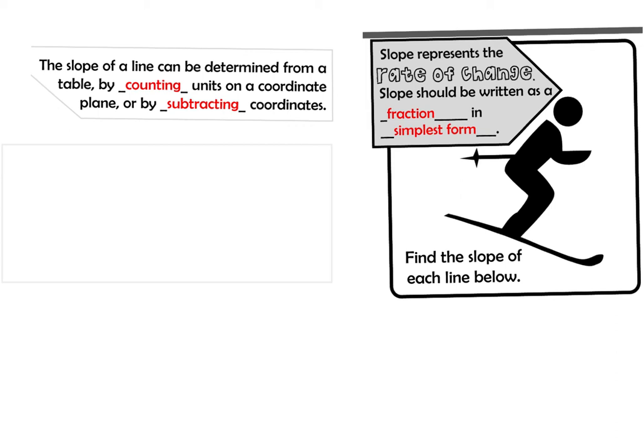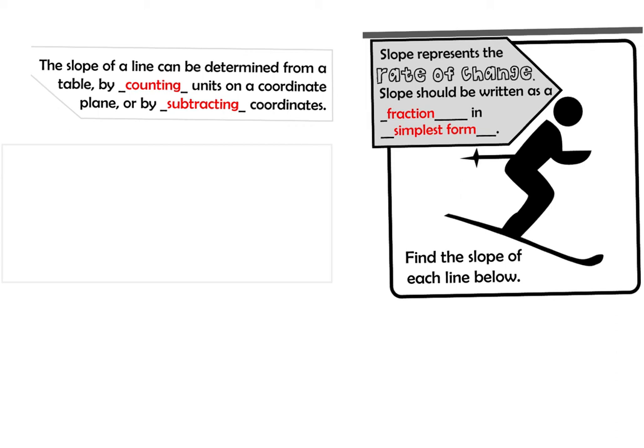All right? So then how do we write slope? Slope will always be written as a fraction in lowest form. You're not going to give me a slope as a decimal, okay? You're going to leave it as a fraction. You're not going to do it as a mixed number. You're going to leave it as a fraction, but you are going to reduce it if possible, so in simplest form, the lowest terms possible.